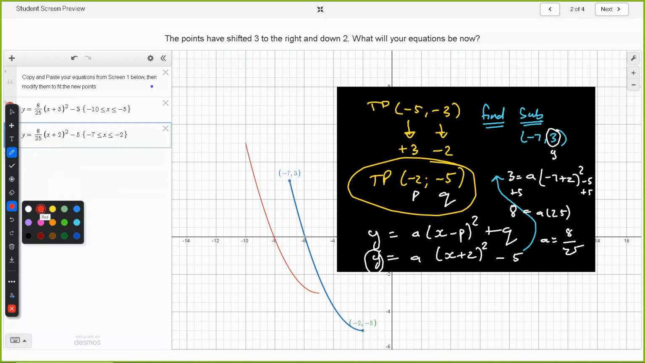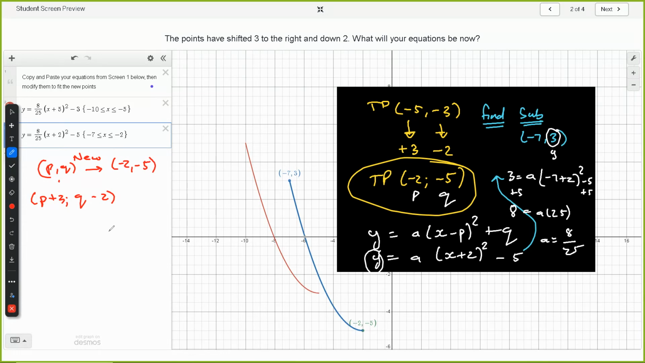I've got to state all of these things in my answer. So remember, I've got p, q, which is my new turning point, which is going to become transformed, where I took the original p and I plus 3, and I took the q and I minus 2, such that it ended up at the new turning point -2, -5, from the original, which was -5, -3. And so that's a transformation.